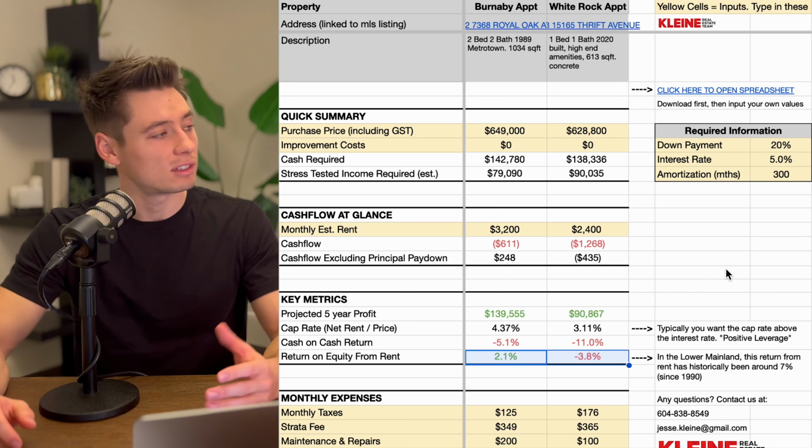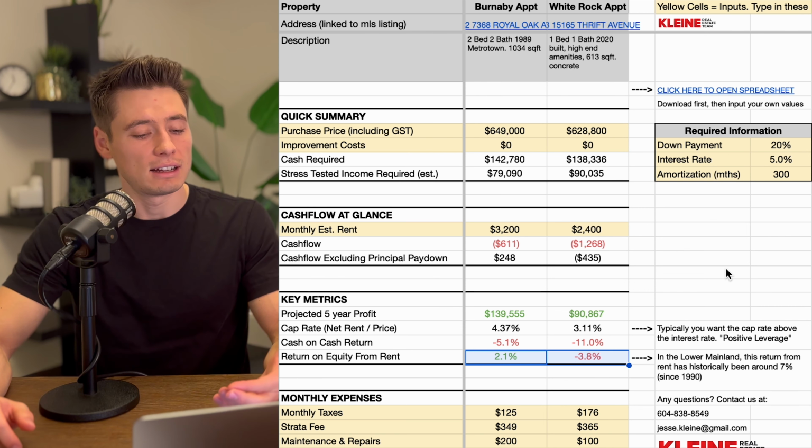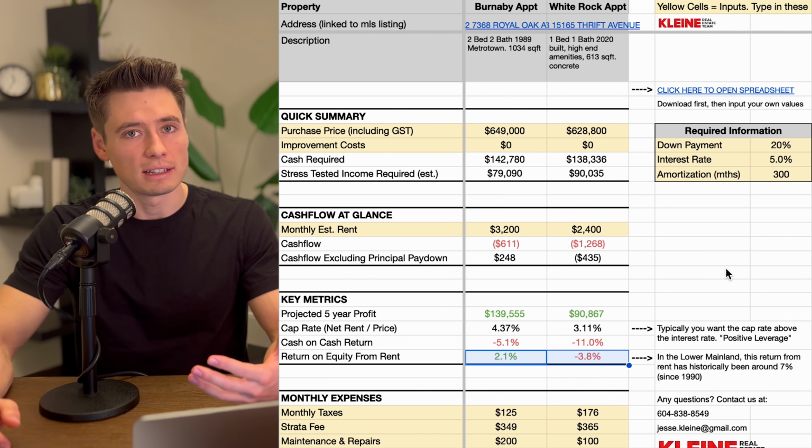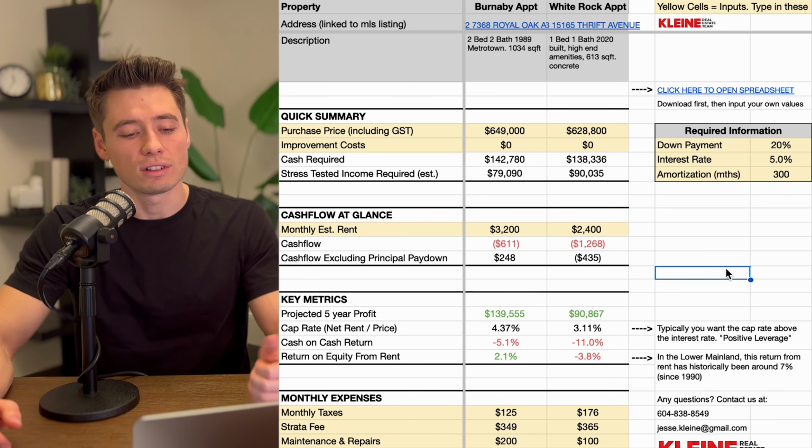For example, if you want to change this, if we all of a sudden do a shorter amortization, let's make that 300. Well, our cash flow goes deeper negative, right? So now we have less cash flow, but our return on equity from rent stays the same because we're actually paying down the same amount of principal every single month. And so that still is high.